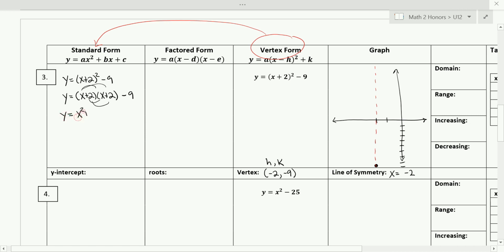You get x squared plus 2x plus 2x plus 4 minus 9. And now you can use that 9 after everything's distributed. So simplify and combine like terms, you get x squared plus 4x minus 5. That is your standard form.